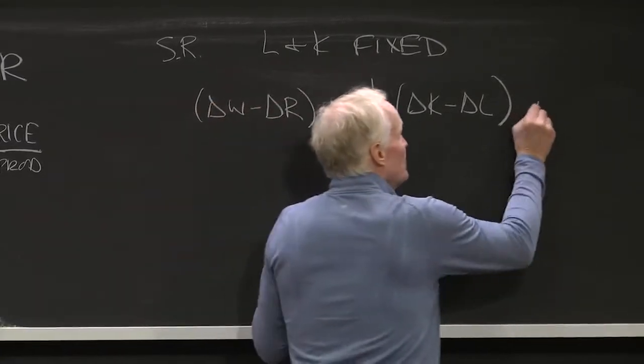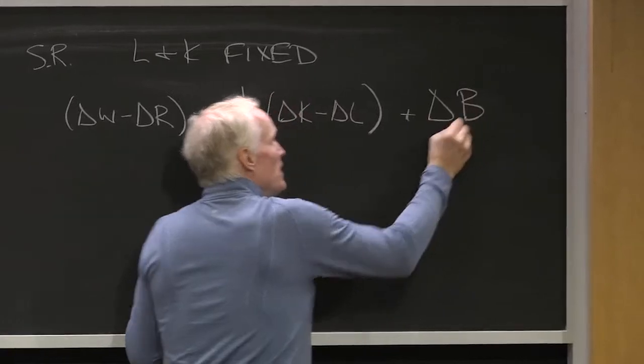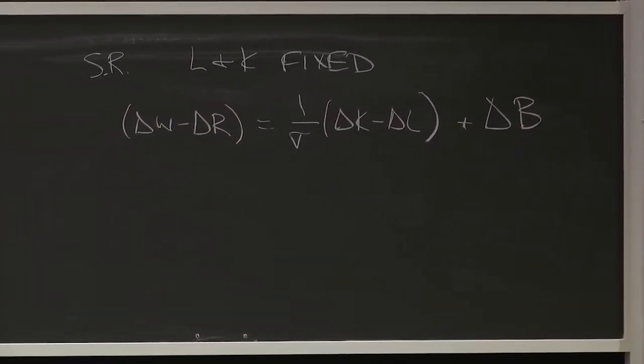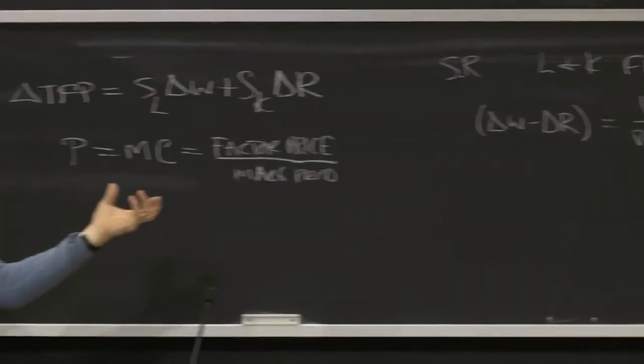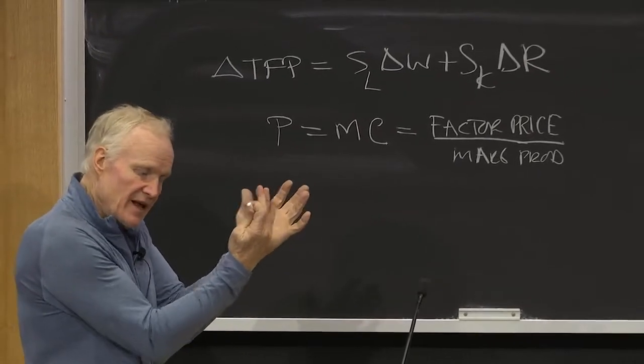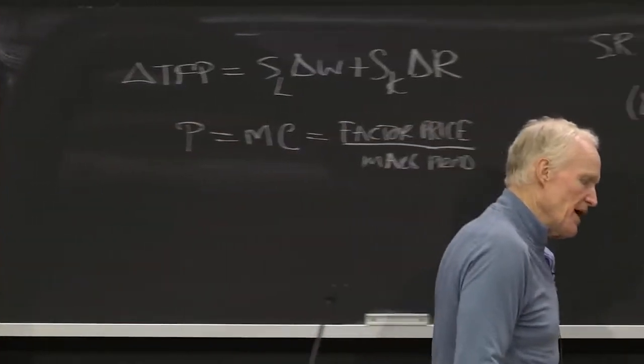Sigma plus delta B, which is our technological bias that we ended the lecture with last time, which tells us how the technology is shifting capital relative to labor, how that isoquant is shifting in, and whether it's biased toward labor or biased toward capital.